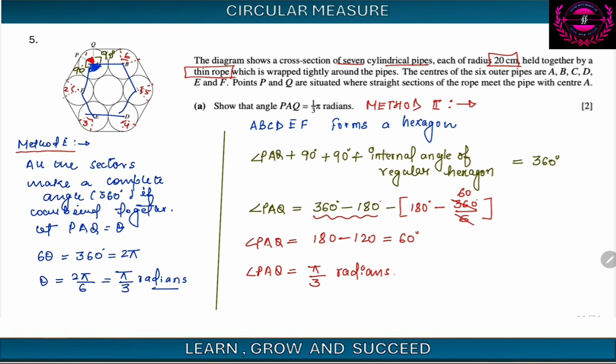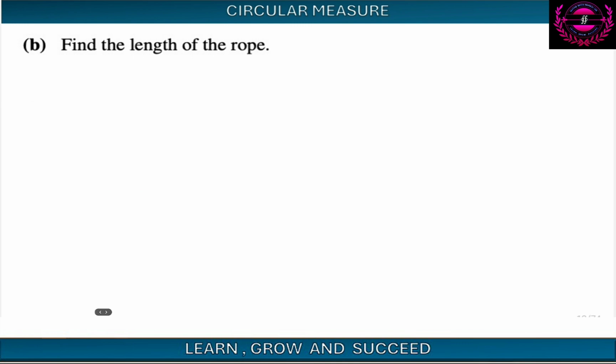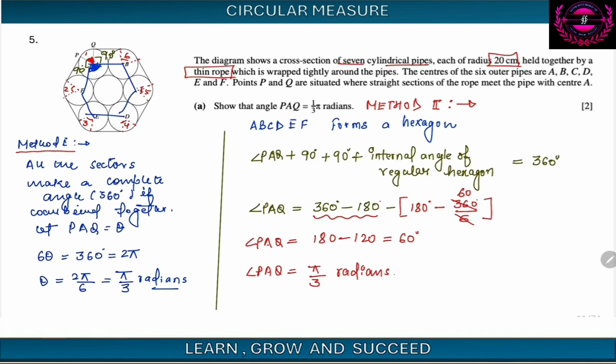Let's move to the next part of this question. Find the length of the rope. We have to find the length of the rope. Okay, let's have a look at the diagram. Let me erase this. So if I have to find the length of the rope, I will have to add the arc length of the 6 sectors and these.